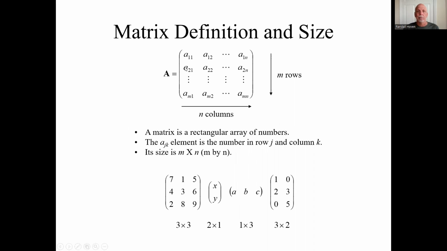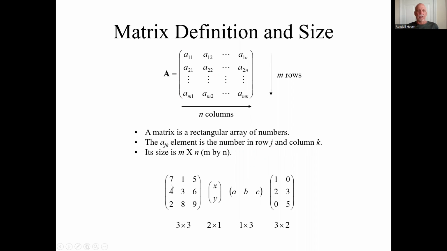What is a matrix? A rectangular array of numbers. We say it has M as in Mike rows, N as in Nancy columns. So its size is called M by N, rows by columns. We say the JK element of the matrix is the number in row J and column K. Somewhere over here is the AJK element. Row J, so come down J and over K.